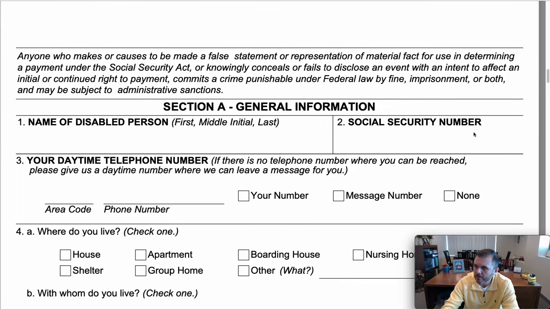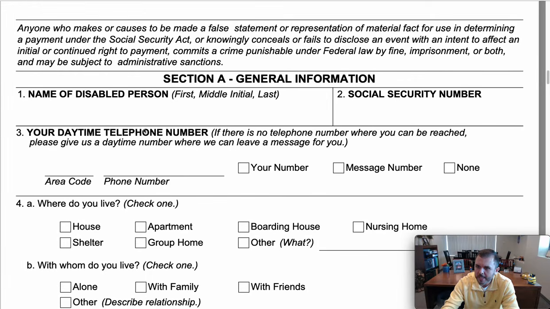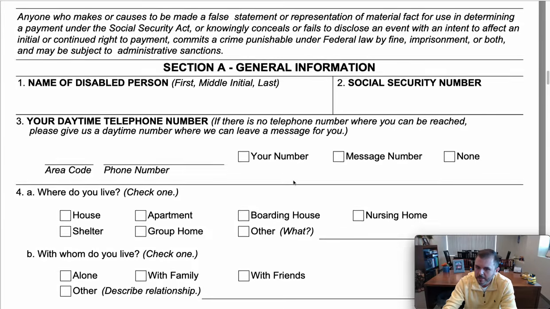Social Security number right here. Your daytime telephone number, including area code first and phone number. I would encourage you, if you have any other numbers to add, maybe even just write them in the margin here. One or two additional contact numbers. Social Security loves to deny a claim based on failure to contact you, even though their contact attempts may be one or two at best. So always give them as many numbers as possible, even if it's just in the margins, that's totally fine.